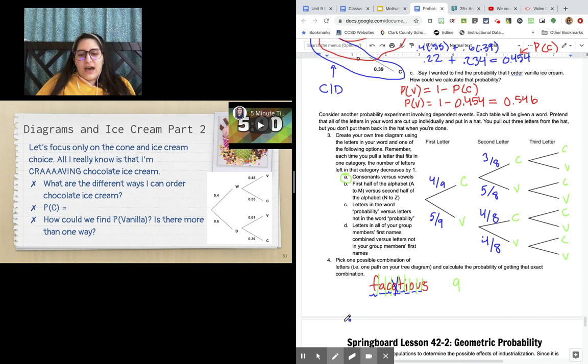All right. So the very last video in this series is on geometric probability. So that's going to combine all of the stuff that we did with area and combine it with these probability ideas.